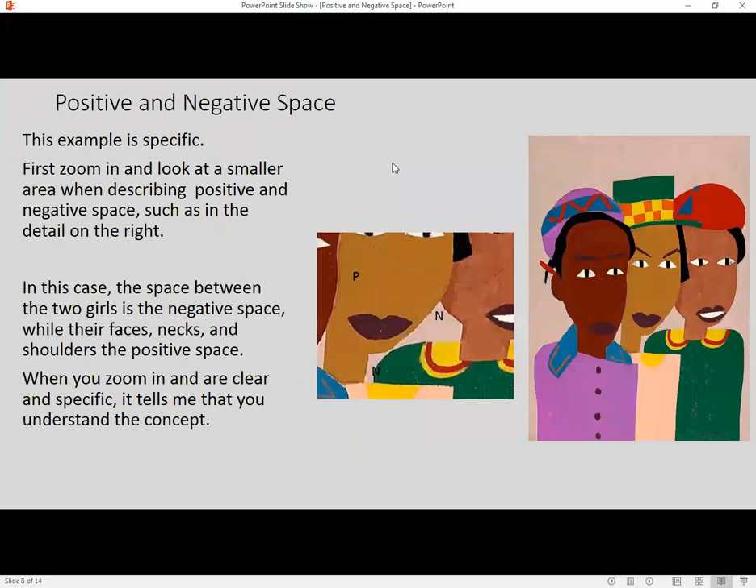Now I'm going to give you a more specific example. When you're giving a specific example, the first thing you want to do is not describe the whole picture, but zoom into an area.